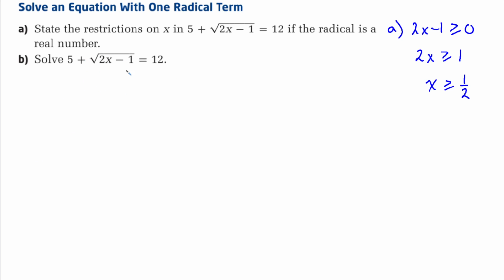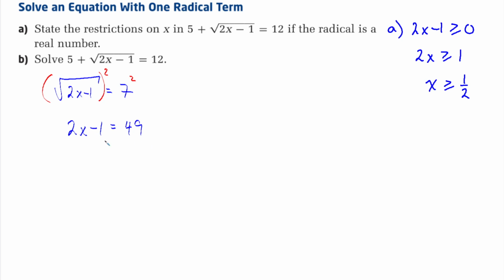We're going to subtract 5 from both sides, and when we do that, we get that the square root of 2x minus 1 equals 12 minus 5, which is 7. At this point, all that's left to do is to square both sides. So I'm going to square the square root of 2x minus 1, and I'm going to square 7. Squaring undoes square rooting, so this is 2x minus 1, and on the other side, 7 squared is 49.